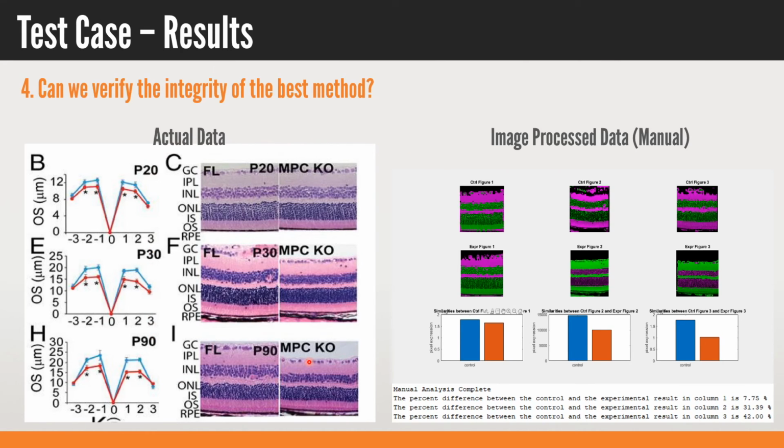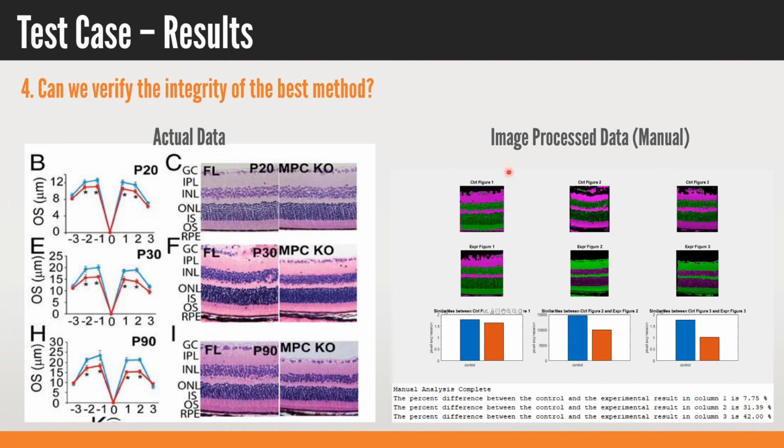And I'd say we can verify the integrity of this script here, because when we had our quantitative results, it matched up in showing that, hey, the MPC knockout, right, these outer segment layers are decreasing, are getting significantly smaller as time progresses for the knockout mice, right? And we see that qualitatively here with the retina getting smaller and smaller. And when we evaluated that in the code, we did see that on especially these two experimental figures, there was a big difference in comparing them with the control figures.